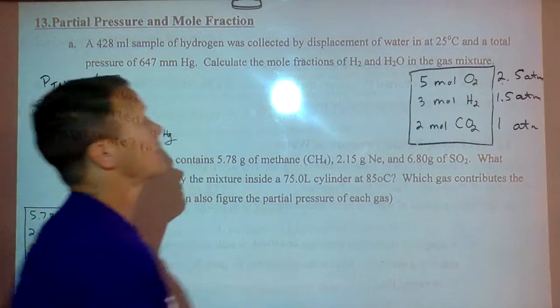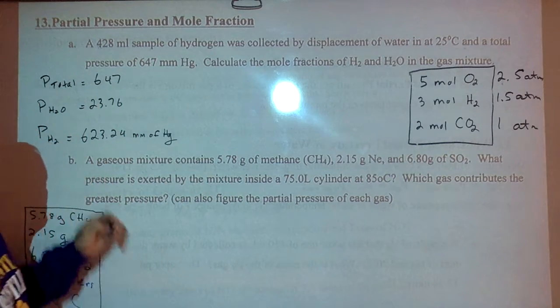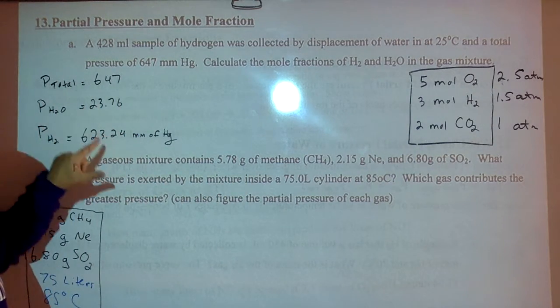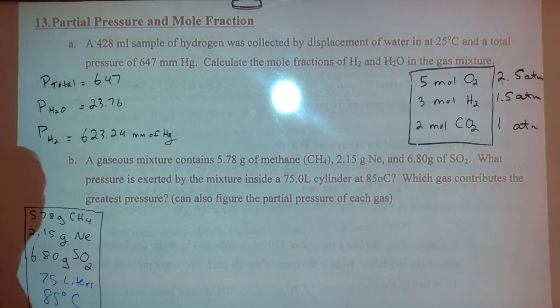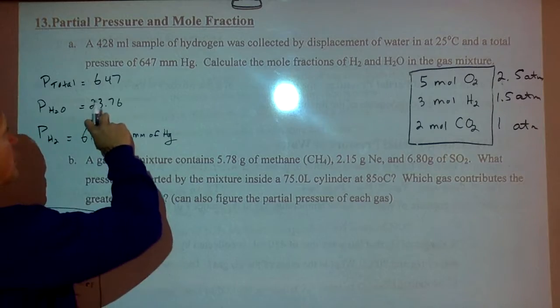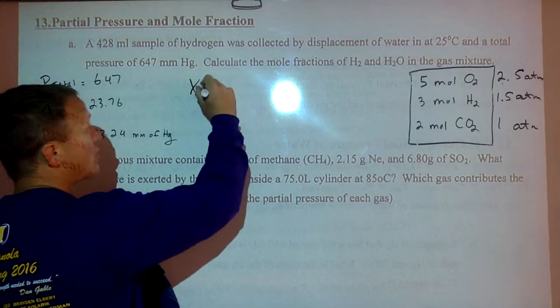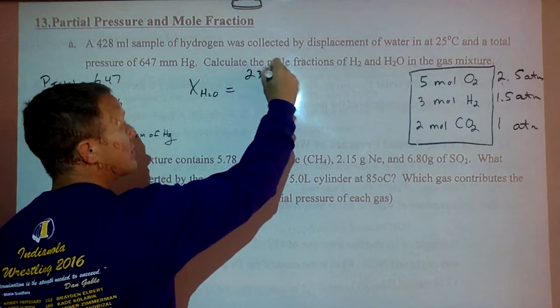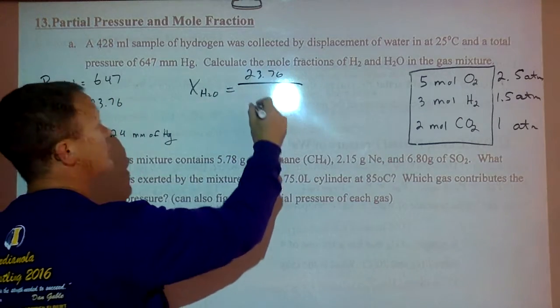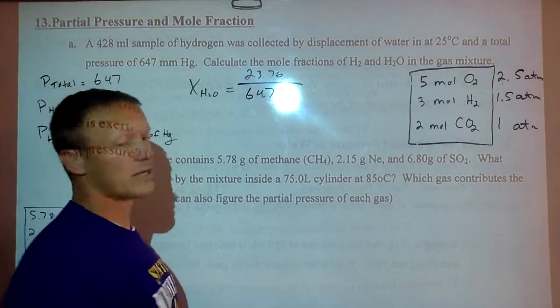So in this case, a hard way to do this problem would be to convert this into moles, and get mole fraction from that. An easy way to get the mole fraction would be to just take the pressure. So if I want to get the mole fraction of water, I can take its pressure, 23.76, divided by the total, 647.